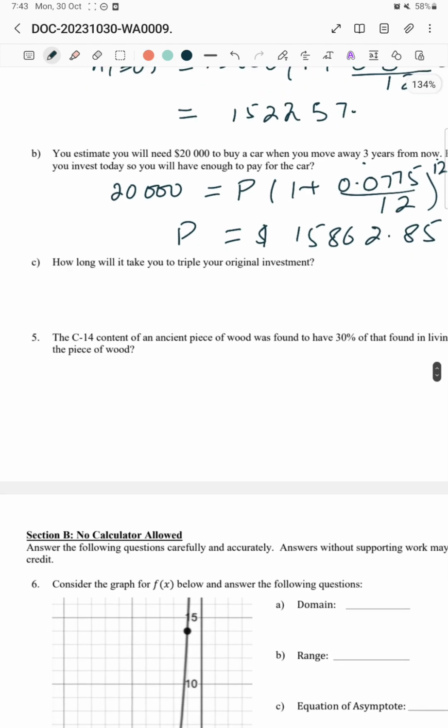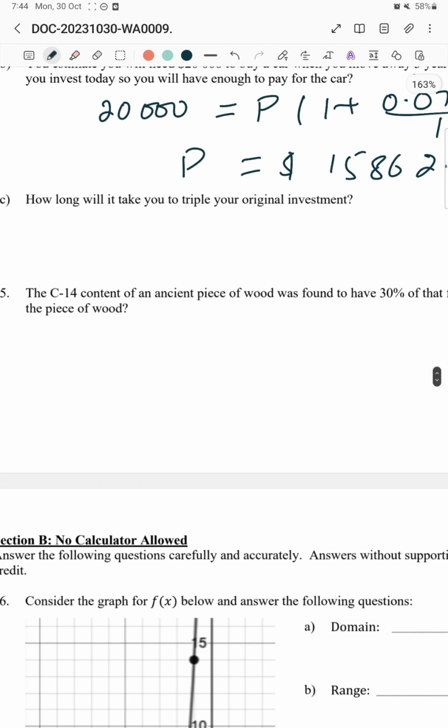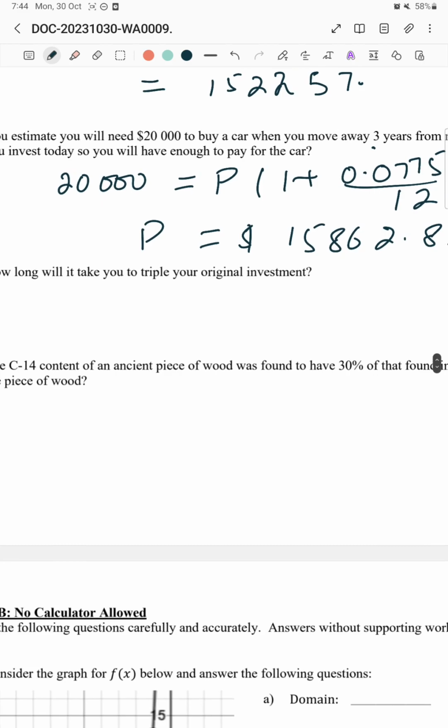How long will it take you to triple your original investment? So now you're going to find out time, and to find out time it is important that the value of P is given, and we will do it as 1 plus 0.0775 divided by 12 into 12t. So you will find this t, which will be equal to 14.22 years.